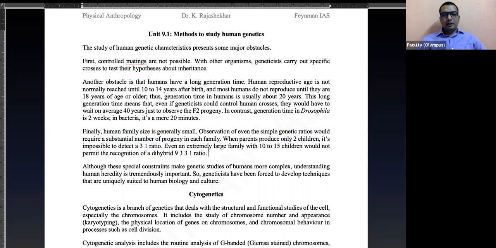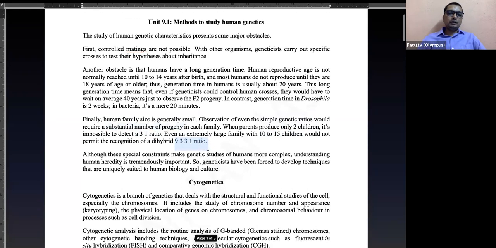Similarly, even in extremely large families with 10 to 15 children, can we get the dihybrid 9:3:3:1 ratio? We need 16 of them. Not possible. So because of these limitations, what am I trying to tell you here? These are the problems that we have.